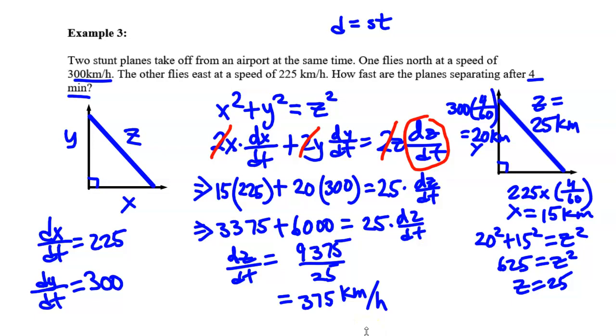Okay, now I'll end this example this way. It is actually quite interesting to think about the answer that we got for the rate of change of z and look back at the rates of the individual planes. See if you can determine what the relationship is between 300, 225, and 375 kilometers per hour, and maybe in the future, when you hit a question like this, maybe have a shortcut in your back pocket.